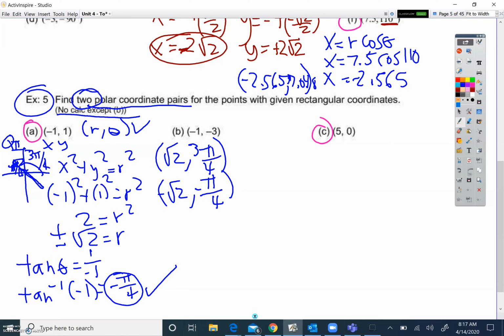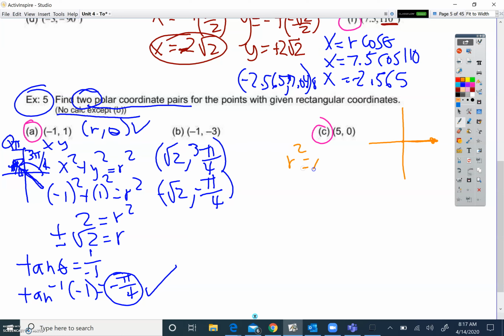Our last example, letter C, is a little unusual, and I am going to draw the coordinates first so you can see how different this is. So first of all, it's 5, 0, which is over here. And so obviously this is going to be one of our quadrantals. And again, we're not going to use a calculator for it. So first, let's start with the easy stuff.